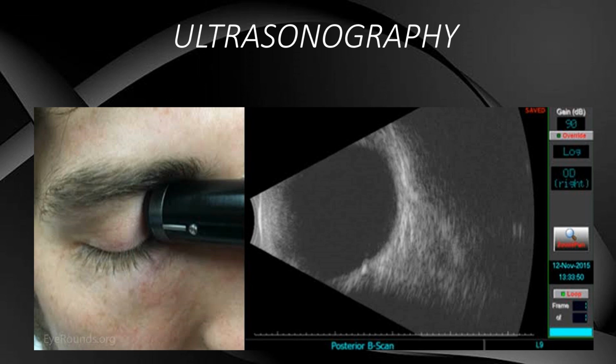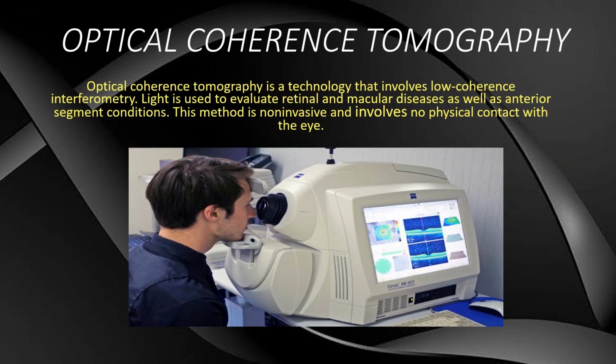for the patient. Optical coherence tomography is a technology that involves low coherence interferometry. Light is used to evaluate retinal and macular diseases as well as anterior segment conditions. This method is non-invasive and involves no physical contact with your eyes.